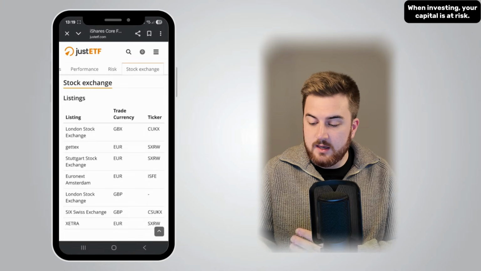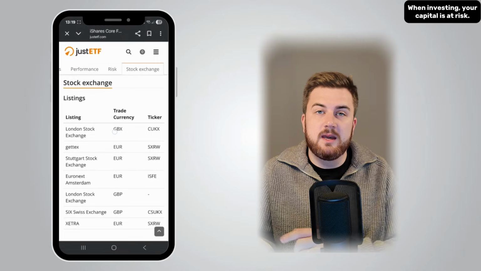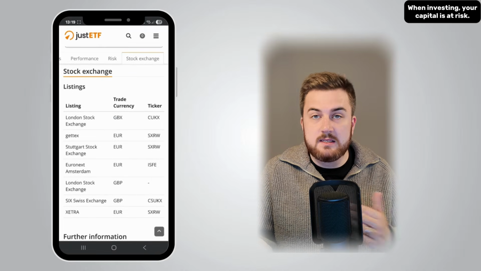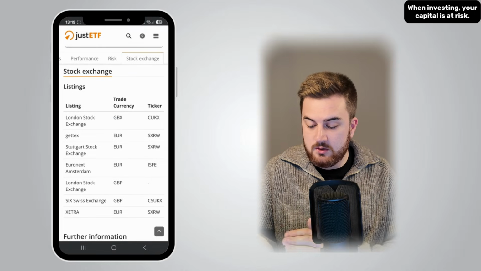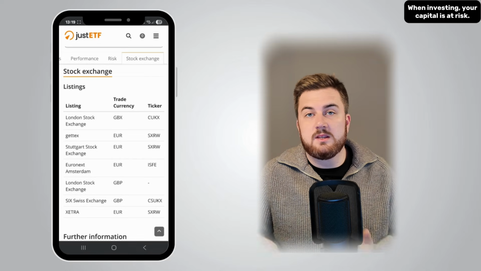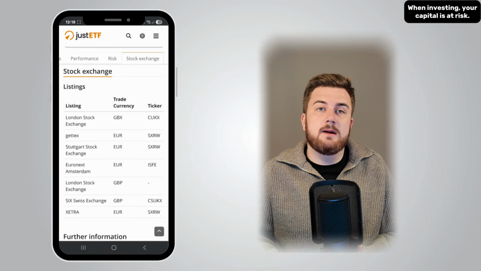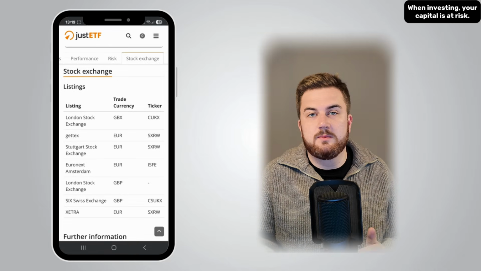So for example, CUKX is the ticker for the listing on the London Stock Exchange in GBX. GBX is pence. But this ETF is also listed on other stock exchanges in euros. And you can do this vice versa. So as I say, you might come across one listed in euros and want to find the pound version. Trading currency matters because this is all about whether you'll have to pay foreign exchange fees on your platform.